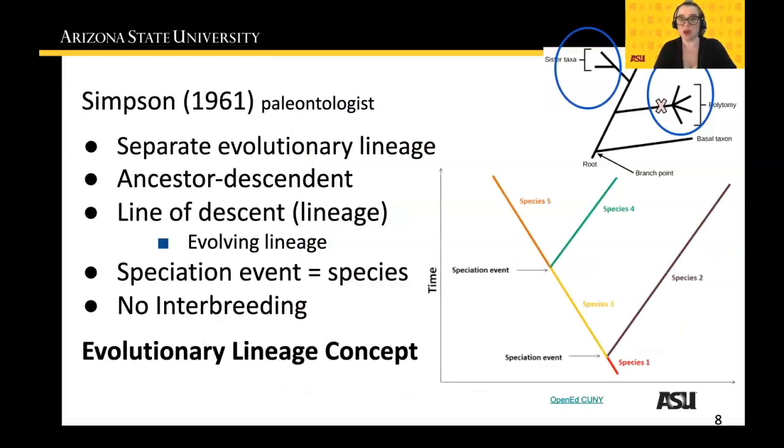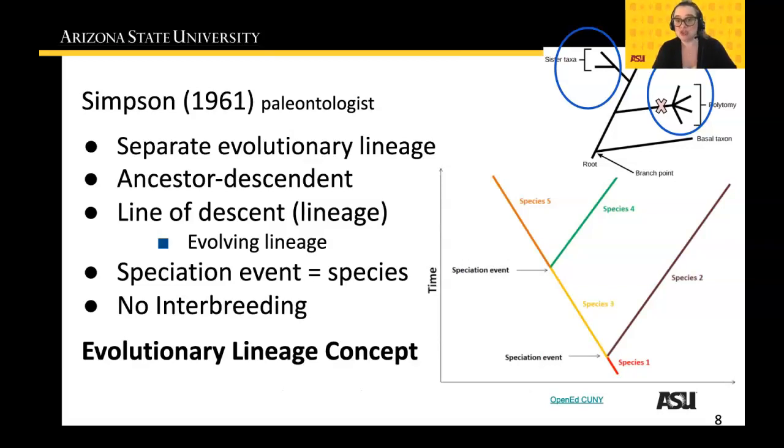In 1961, a paleontologist, Dr. Simpson, created an additional idea. He said that each organism that is a new species has to have a separate evolutionary lineage. It goes from ancestor to descendant down a line. The line of descent is known as the lineage, and the lines are evolving.